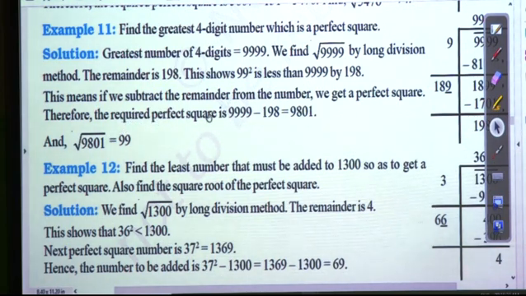Therefore, the required perfect square is 9999 minus 198, which equals 9801, and the square root of 9801 is 99. So the greatest 4 digit number which is a perfect square is 9801. Let us see the next example.